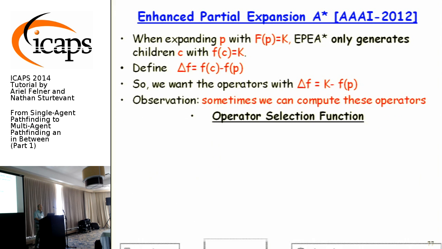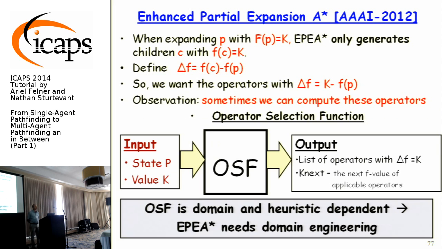I have what we call operator selection function. This is a domain-dependent technique, which means the idea is general, but you have to use domain engineering in order to build OSF. OSF says this: if I have a state P and a value K, please give me all the operators that will generate nodes with F equals K, and give me what's going to be the one after that. It turns out that if you do domain engineering, for many, many domains, you can calculate this in advance. You can calculate some kind of OSF, either as a lookup table or as a function, and use it.